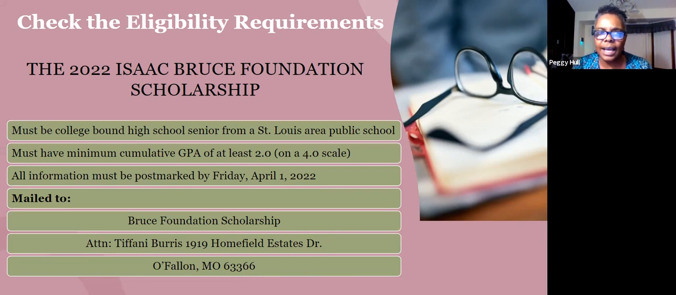So for this particular scholarship, you must be a college-bound high school student from the St. Louis area. You must have a cumulative GPA of at least a 2.0 out of a 4.0 scale. Many kids sometimes don't even know what we mean by cumulative. So I always try to tell them, that's from your freshman year through your senior year. And all the information must be postmarked by April the 1st and mailed to the address that I have listed below.